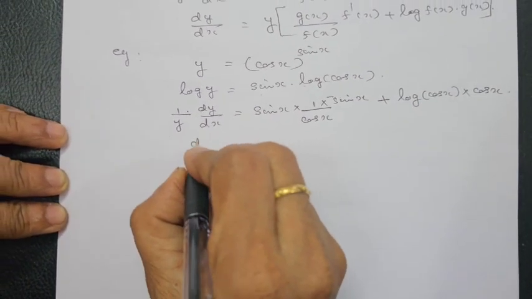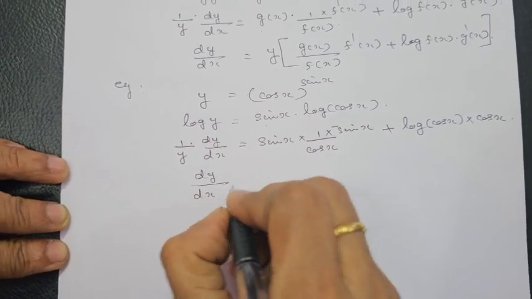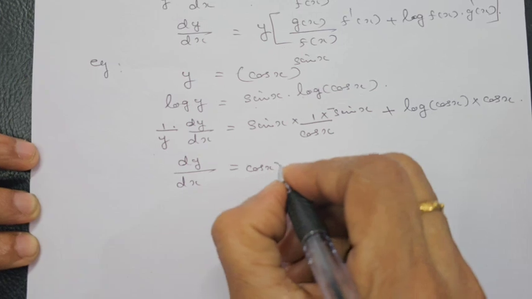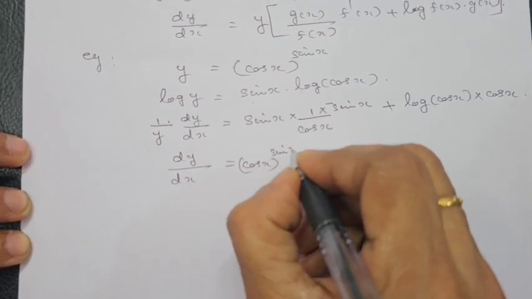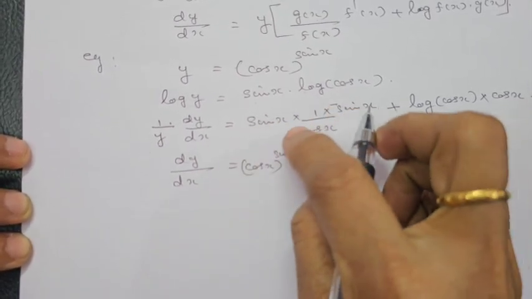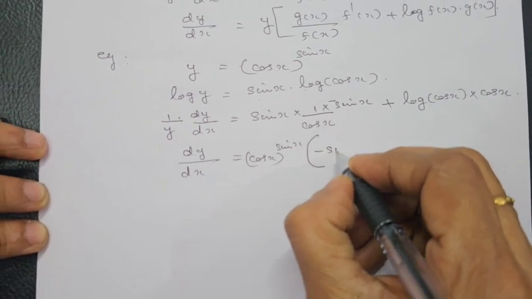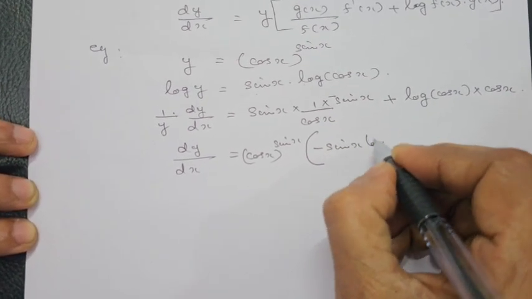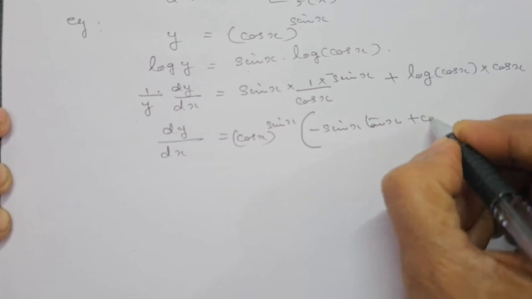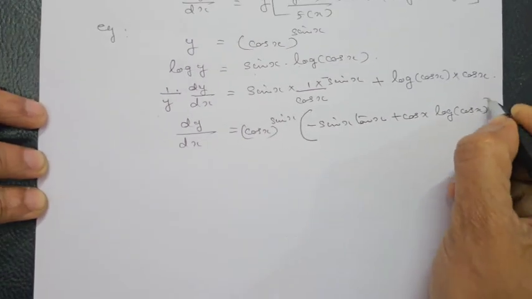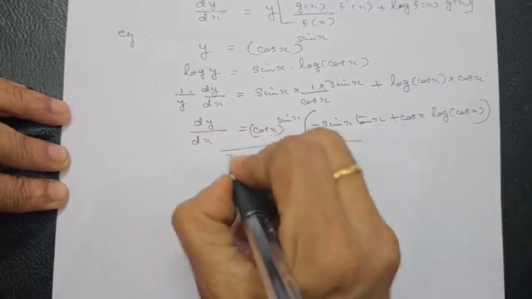So dy by dx is equal to, 1 by y will be shifted to the other side, y into, what is your y? Cos x raised to sin x, that is the given function, into, what else is here? We can write sin x by cos x as tan x. So, minus sin x tan x plus cos x log of cos x. So, that is the derivative.